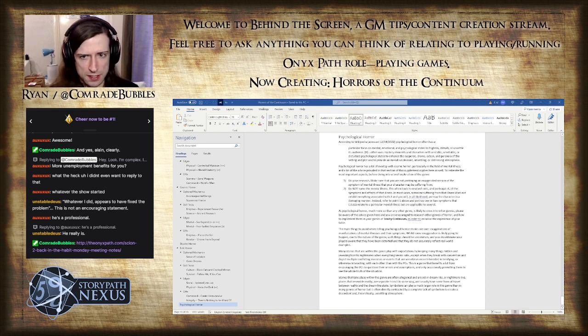This week's Monday meeting notes open up with how Scion 2E came about. Last week was Scion 1E, or first edition if you prefer. This week is how Scion second edition came about. It doesn't necessarily touch on Trinity Continuum, but Scion 2E and Trinity Continuum, I guess 2E, were developed at the same time using the Storypath system. So there's some pretty sweet Scion-related art, as well as a discussion of the history of how the game came to be.